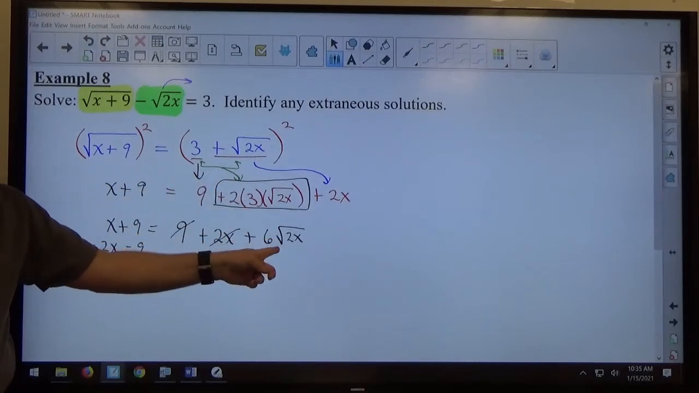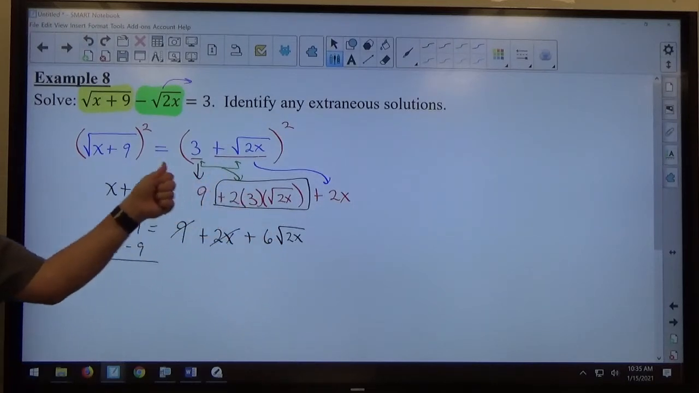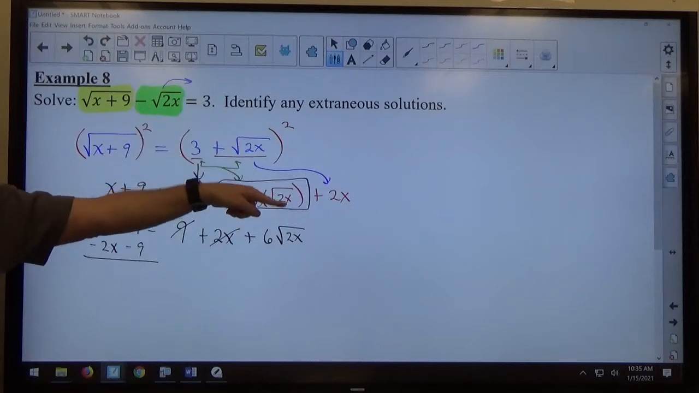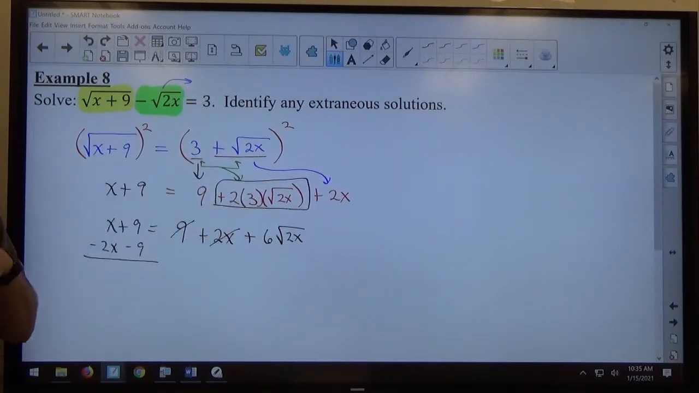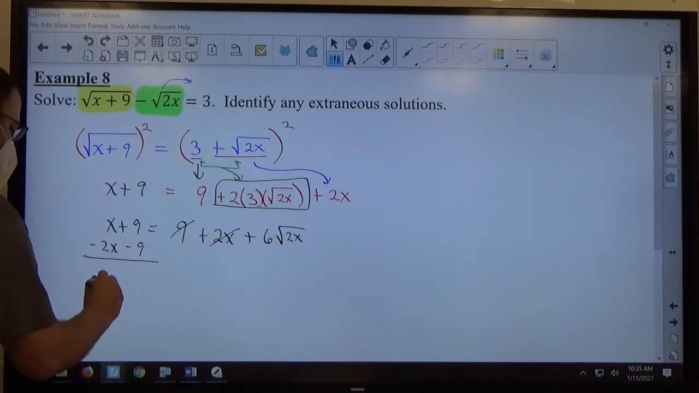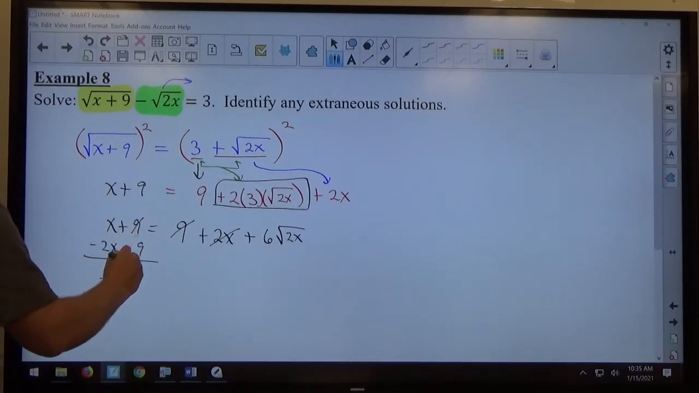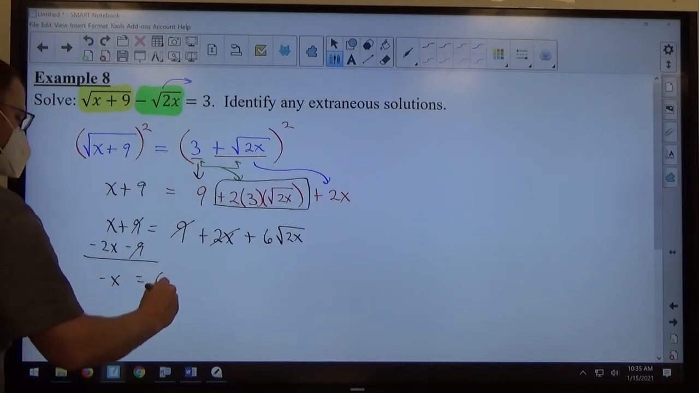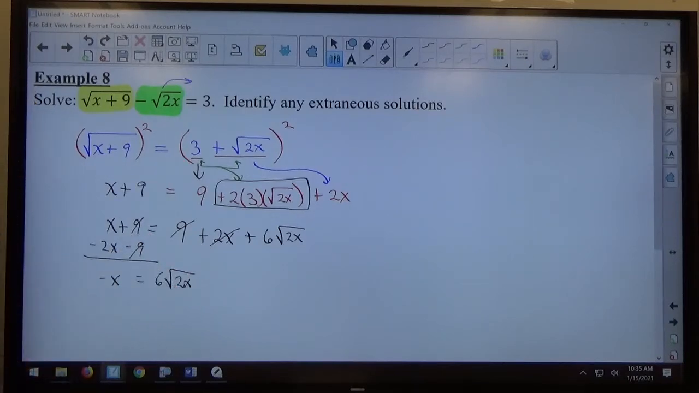If this happened to be a negative 6 square root of 2x, I'd probably move it over here and the other stuff over there. I like the radical term positive. To me, it's easier. So if I carry out the addition and subtraction here, x minus 2x makes negative x. 9 minus 9 happens to cancel. So we get negative x equals 6 times the square root of 2x.